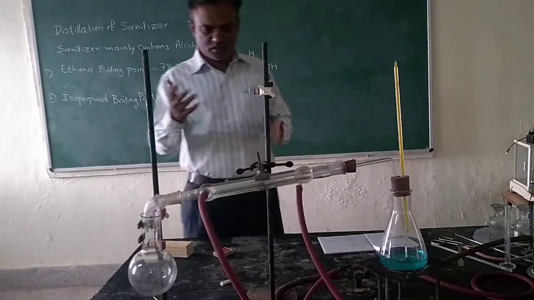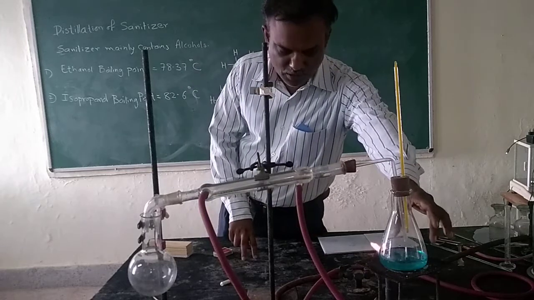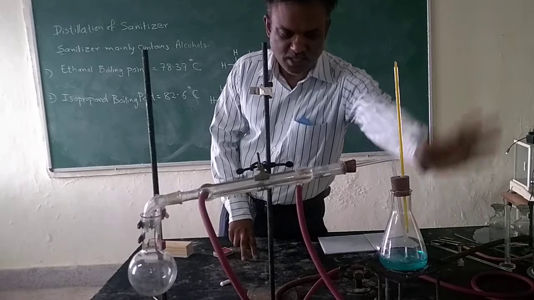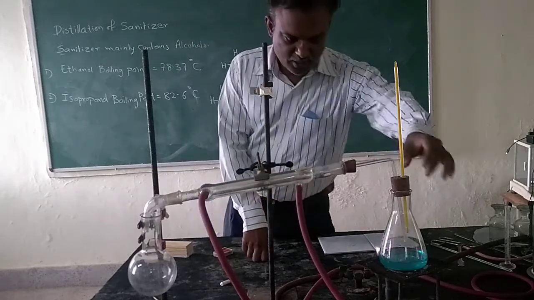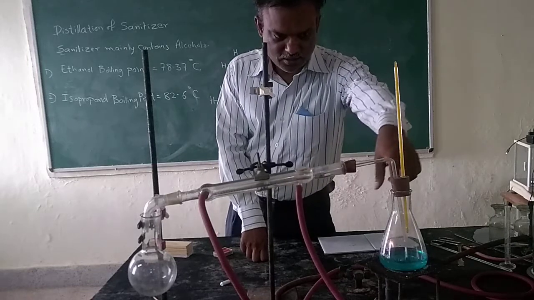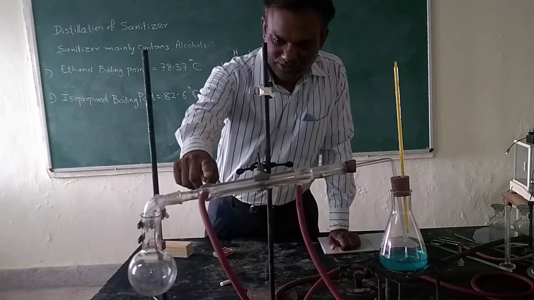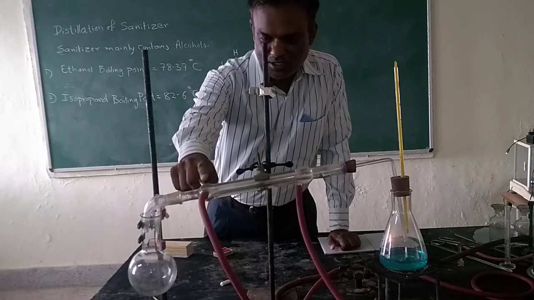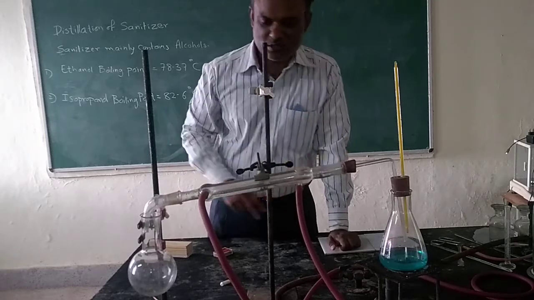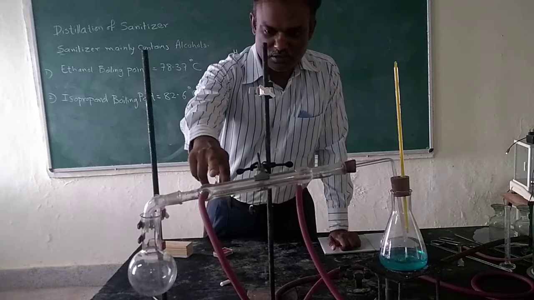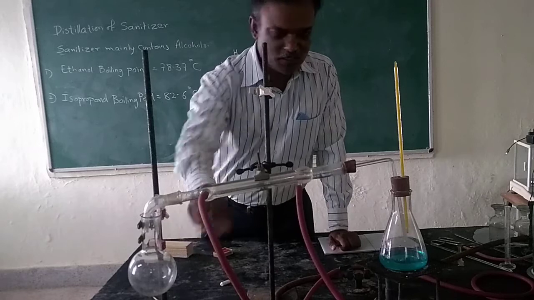First of all, this is the distillation set, and in this distillation set I have kept the sanitizer, which is supposed to be the alcoholic sanitizer. And I have put here a condenser, this pipe, the vapors will go into this pipe, and this condenser has a water supply, and it is going to condense the vapors which are coming out, and it will collect it over here.